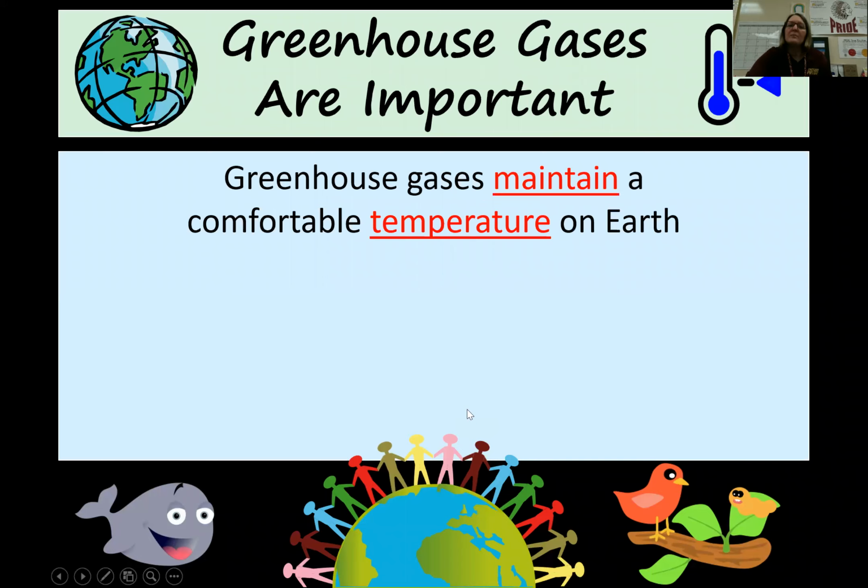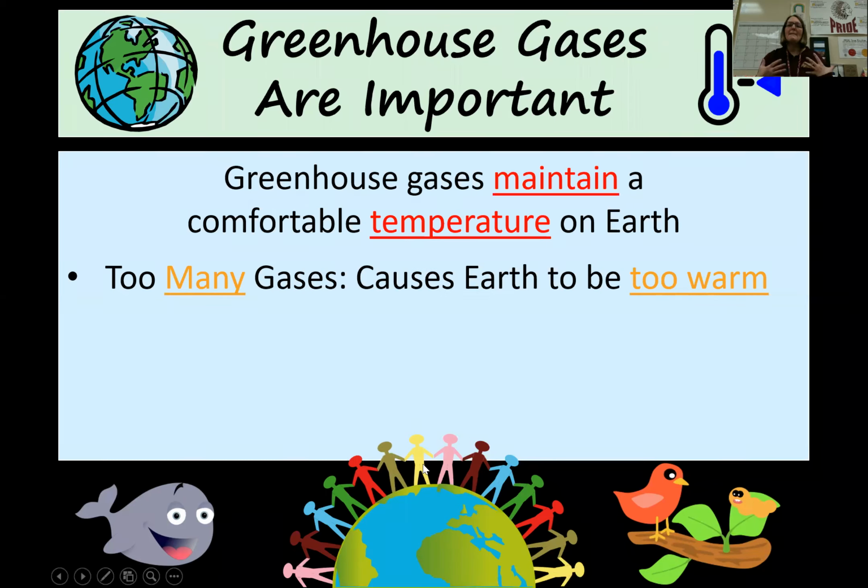They are important because they maintain that comfortable temperature on Earth. Without these guys, you can't have life on Earth. Other planets are either way too hot or way too cold. And so these greenhouse gases are extremely important. But once again, this is about balance, guys.